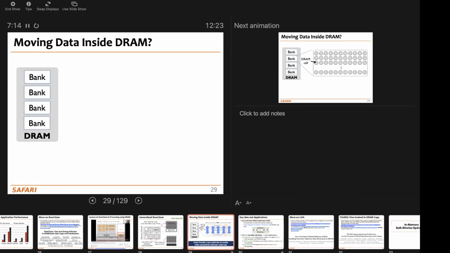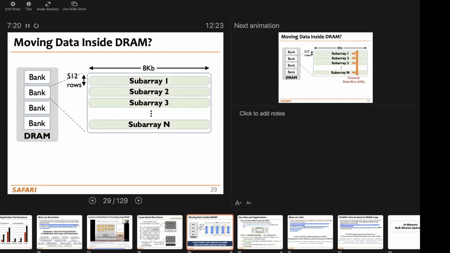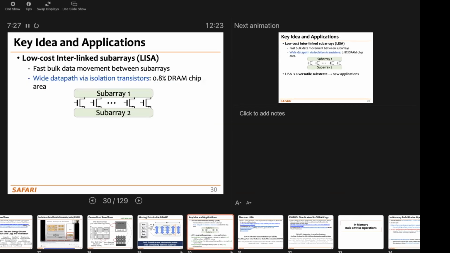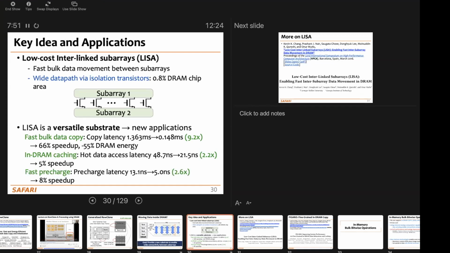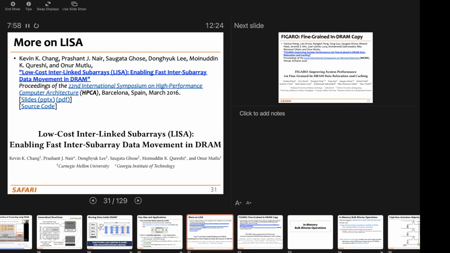So that's why in HPCA 2016, our group proposed a way of copying data from one subarray to another subarray when they are in the same bank. The key idea was placing isolation transistors that connect bit lines into consecutive subarrays. By activating these isolation transistors whenever you want to perform the copy, it's possible to move one entire row from subarray 1 to subarray 2 or vice versa. And this allows fast bulk data copy from subarray to subarray, as well as other interesting applications. So that's the LISA paper, as I said, from HPCA 2016.